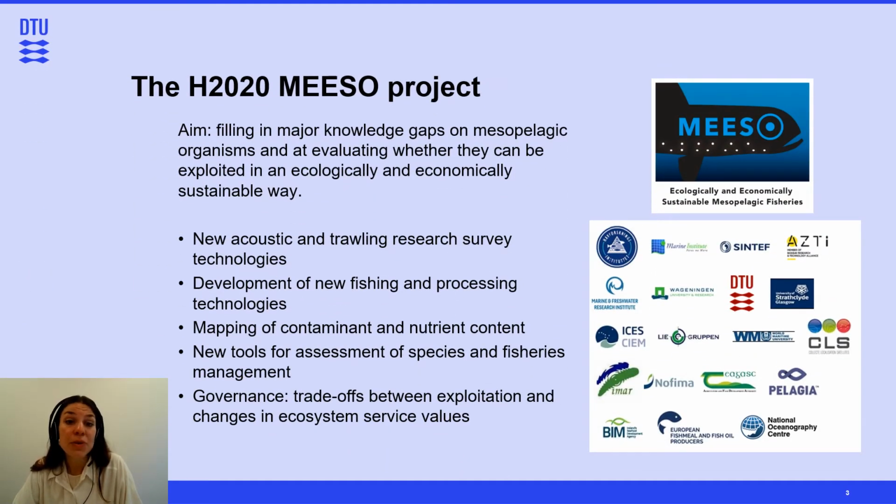This material is produced by the Horizon 2020 MEESO project, which stands for Ecologically and Economically Sustainable Mesopelagic Fisheries. MEESO will determine the potential of sustainably exploiting the mesopelagic biomass for products intended for the human food chain. It focuses on two key mesopelagic species in the North Atlantic region, the deep-sea pearlside and the glacier lanternfish. Now, part of this project aims at establishing new tools for assessment and fisheries management of this potential new fishery. And one of those tools is TropFishR.